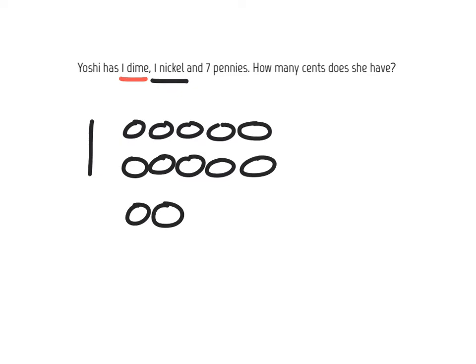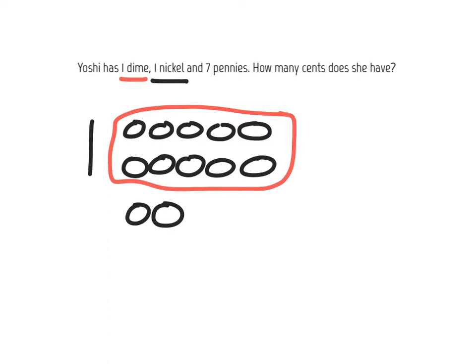I see here that I have made a new 10. I see 10 ones. 1, 2, 3, 4, 5, 6, 7, 8, 9, 10. Now let's count. 10, 20, 21, 22. Yoshi has 22 cents.